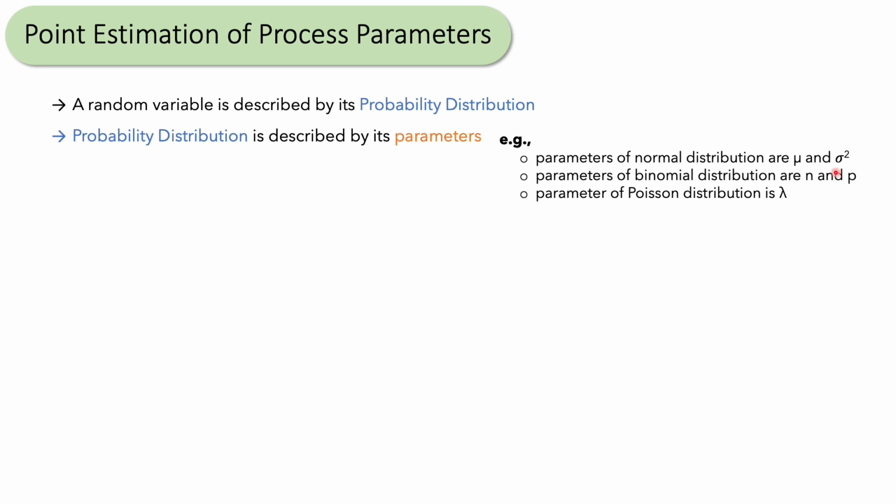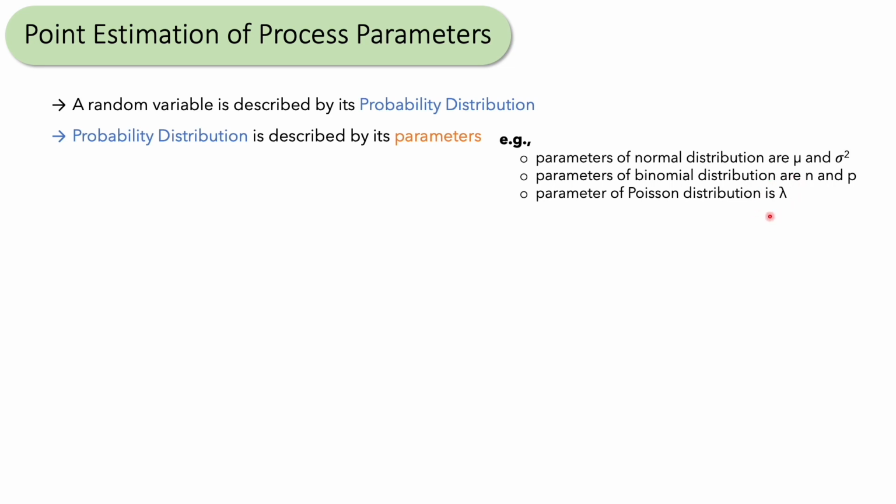It means that the probability distribution is described with the help of these two parameters, whereas the formula of binomial distribution is described by these two parameters. You can see this in the formula, while the parameter of Poisson distribution is lambda. It means that the Poisson distribution formula will contain this parameter, and this probability distribution will be described through the values of lambda.